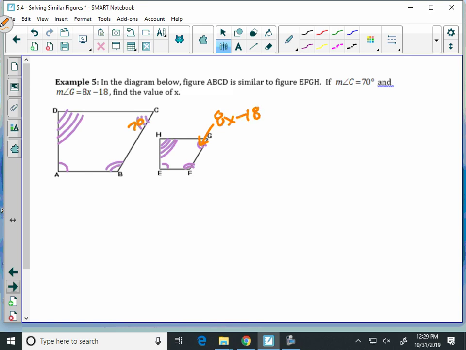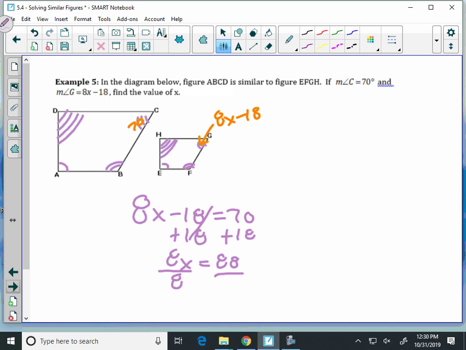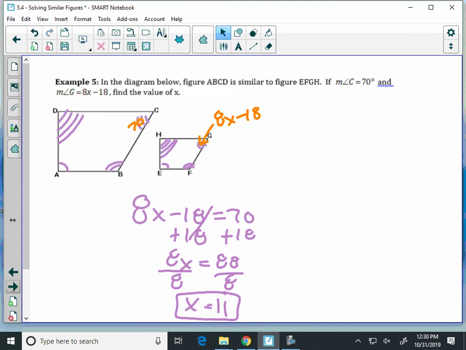Well, in this scenario, is x a side or an angle? An angle, right? And what does he say about angles with similar figures? They're congruent. They're the same. So how would we set up this problem to solve? And then solve. Move the 18 over. Divide by 8. And 88 divided by 8 is 11. Questions over that?